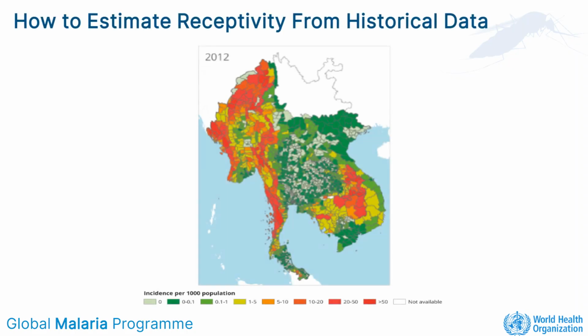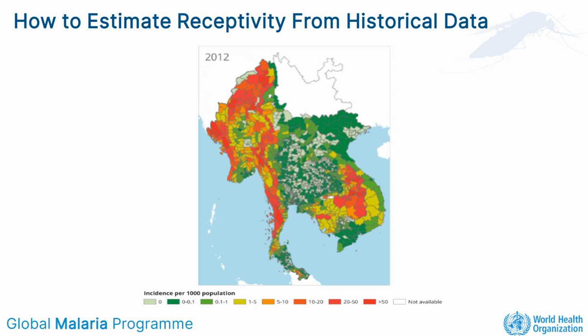We have discussed 2 approaches to estimating receptivity: one using entomological parameters and the other calculating R0 using information on recent cases. The third and final approach to estimating receptivity is the use of historical data on malaria prevalence or incidence as a proxy for receptivity. This is a map of the Greater Mekong subregion showing malaria incidence data in 2012.